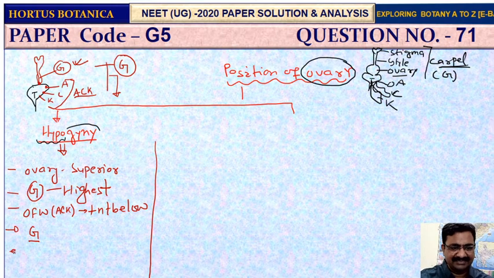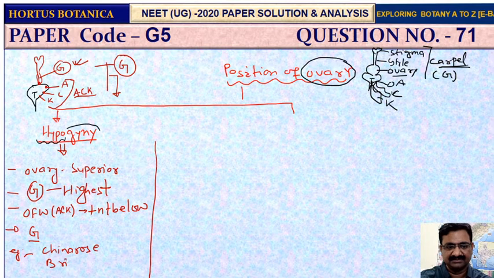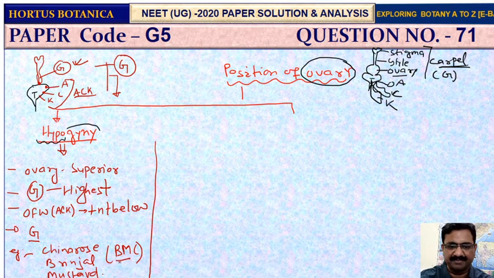The examples of hypogyny given in the NCERT are China rose, brinjal, and mustard. So remember BMC, a trick, very easy to remember: BMC.